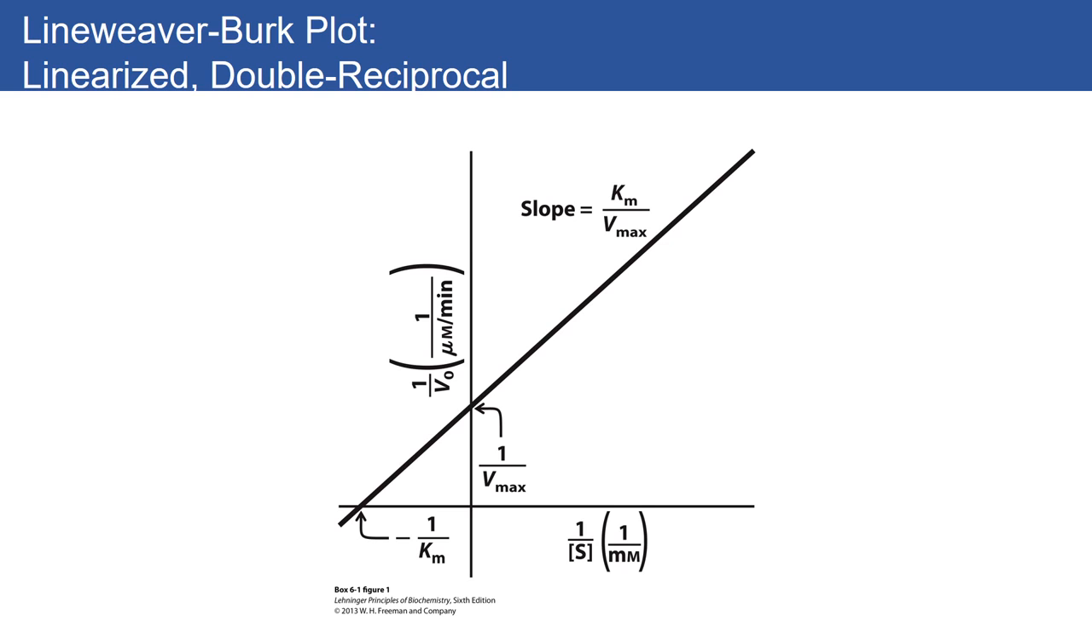Vmax is at the y-intercept, negative 1 over Km is at the x-intercept, and the slope is equal to Km divided by Vmax, and that gives you an idea. You can look at the plot and get an idea, and we'll see this when we talk about inhibition. It provides a great opportunity for us to quickly visualize inhibition. So this is a kinetics measure that we will use later when we talk about inhibition.